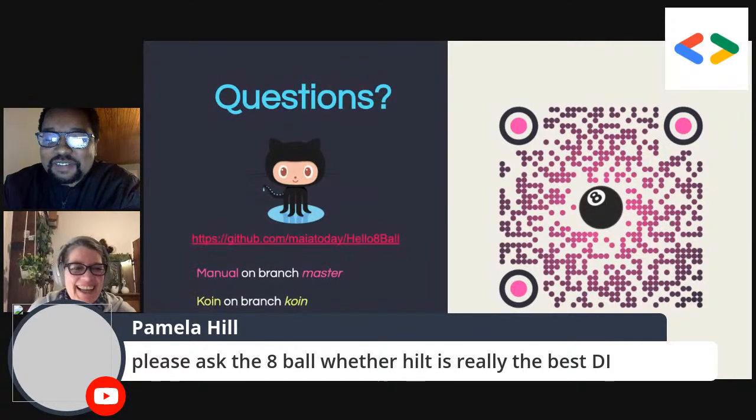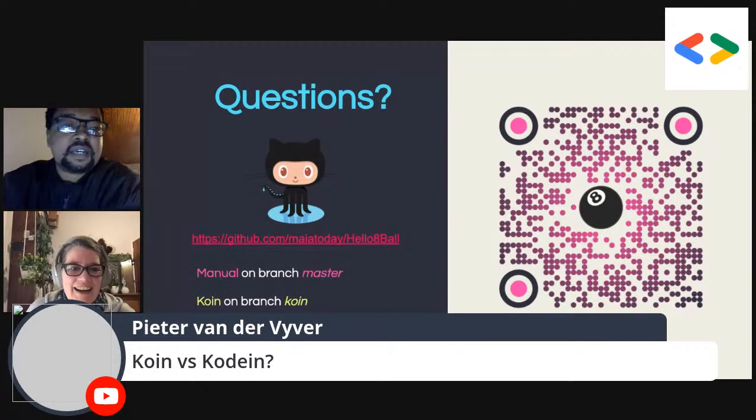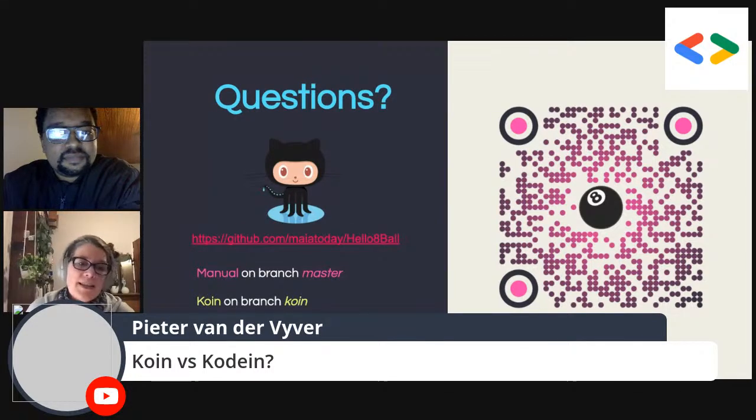Okay, and then the second question, which was posted by Peter van der Vijver, is Koin versus Code-in. I haven't messed around with Code-in much. I was going to investigate it, but then when I started looking at Hilt, it makes life so much easier. And the fact that if you do need something more complicated, you can with Hilt. I probably won't even bother to look at Code-in now. Okay. Yeah, those are the only questions.